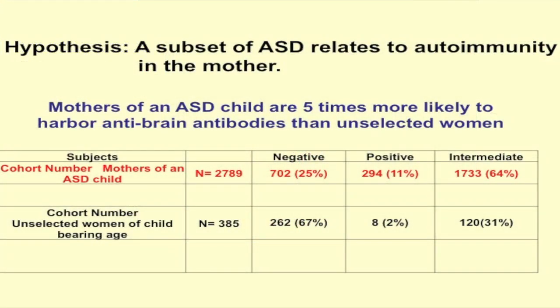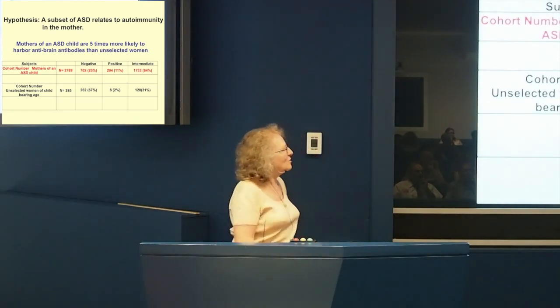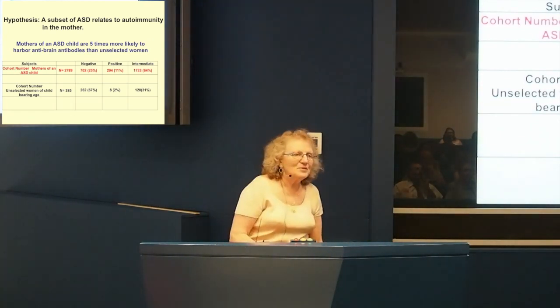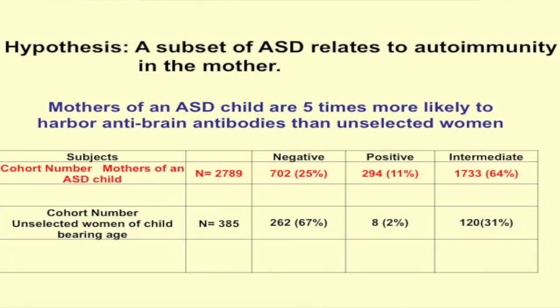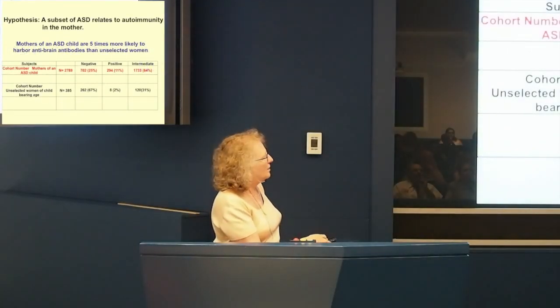What we did was look at large numbers of serum samples from mothers of a child with autism spectrum disorder, over 90% of these coming from the Simons Registry. And what you can see is that a higher percentage of these moms had brain-reactive antibodies than unselected women of childbearing age. And in fact, a smaller percent were completely negative.